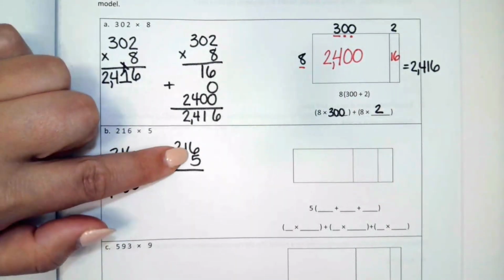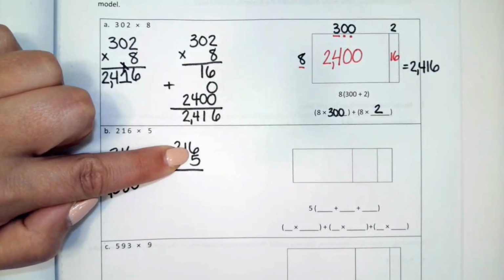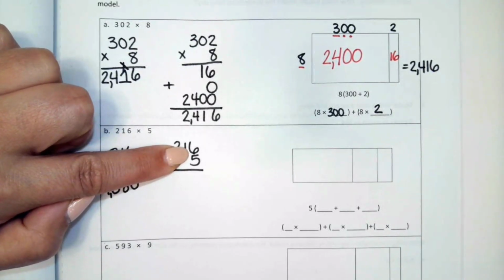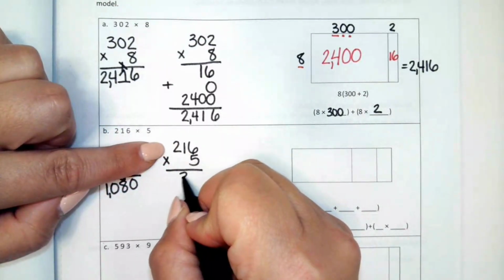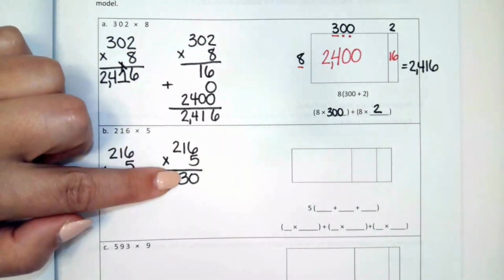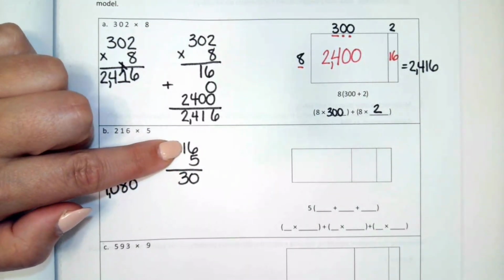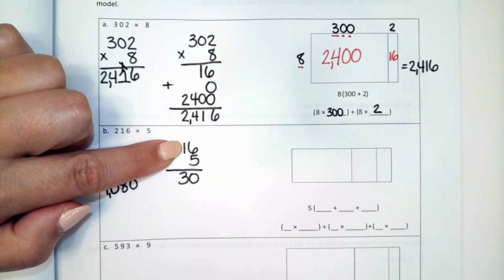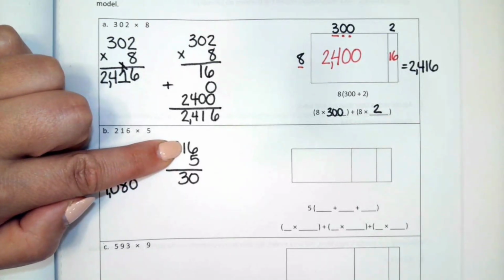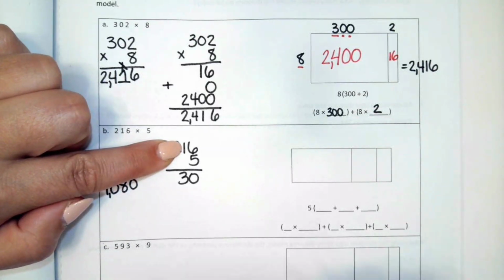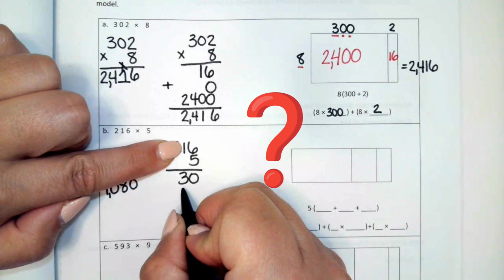Our first step is 5 times 6 ones. What does that equal? 30. Go ahead and write 30 here for partial products. Now we do the 10 times 5. What's 5 times 10? That makes 5 tens. What's 5 tens called?